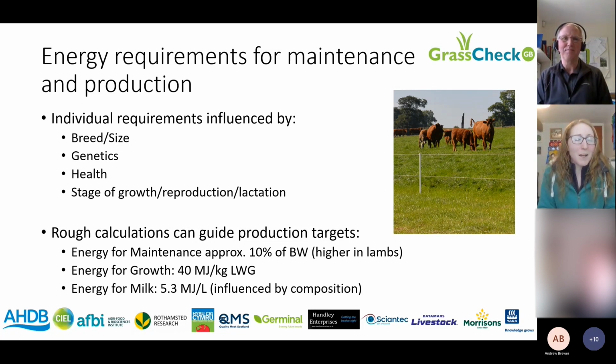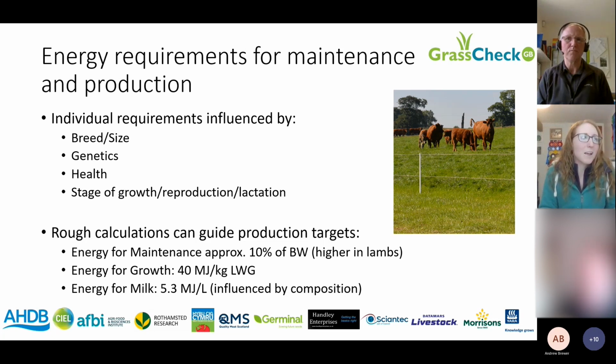These figures are massively influenced by individual requirements: your animal breed, animal size, the genetics and their genetic potential for production, their health, and the stage of growth, reproduction and lactation. So it's very similar to looking at the guidelines on the packet of crisps that say you should be eating this many calories a day, but we know there's so much individual variation between us that we've all got our own targets.